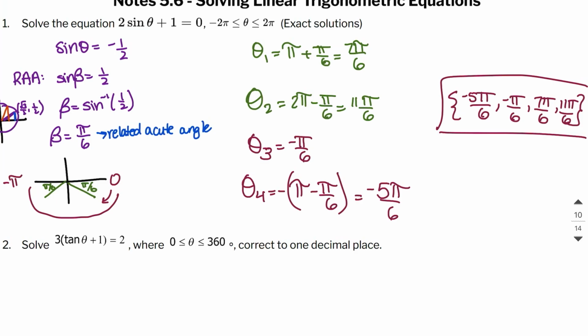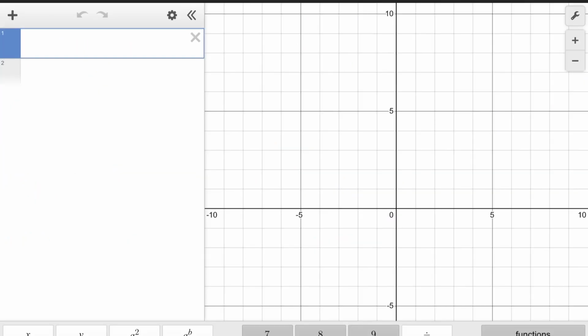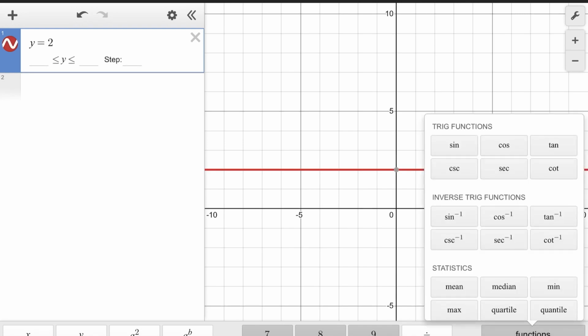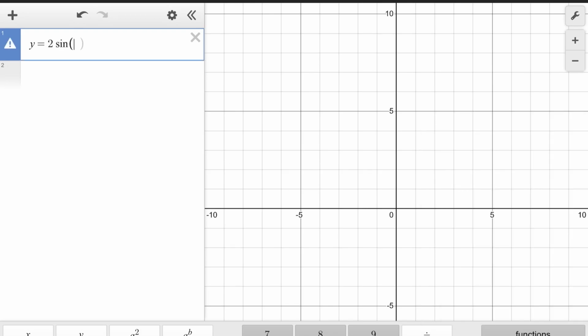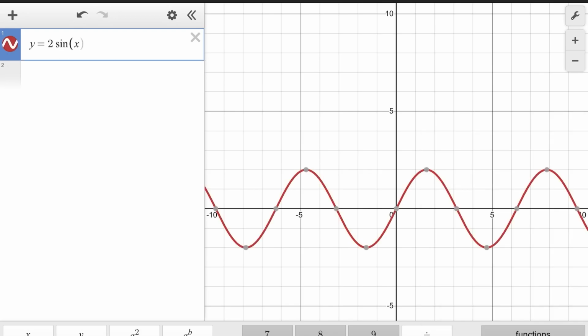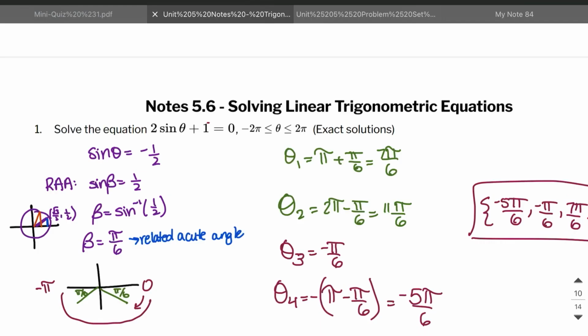I want to show you how to check this graphically. On Desmos, I would say y equals, and then type in the left side of my equation, which was just 2 sine x plus 1. So I just said y equals on this side right here. And then I'm just going to find my roots, because this is equal to 0. That would be where my roots are.